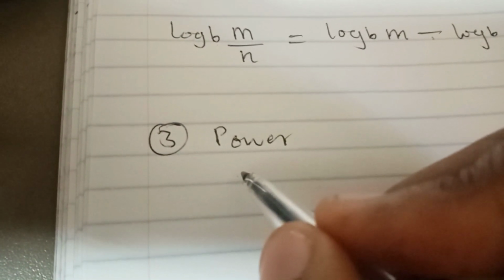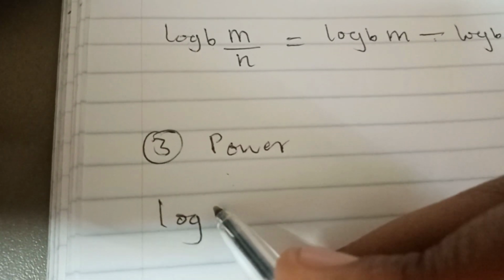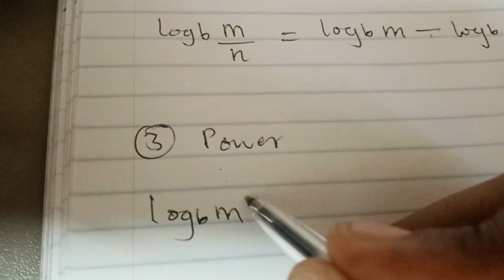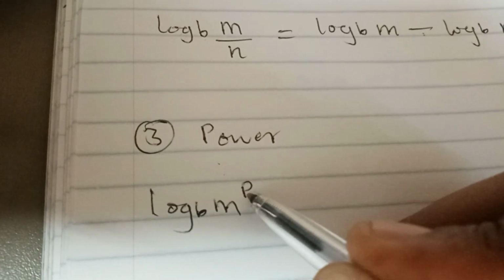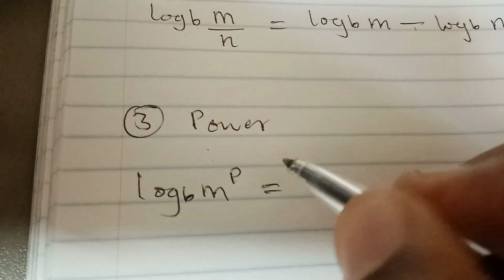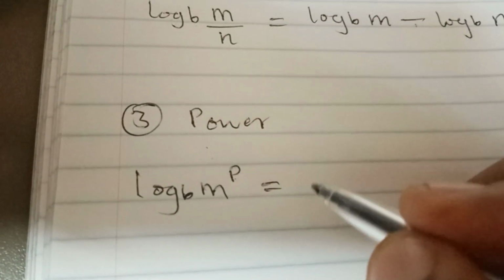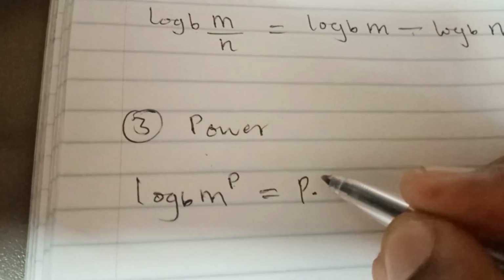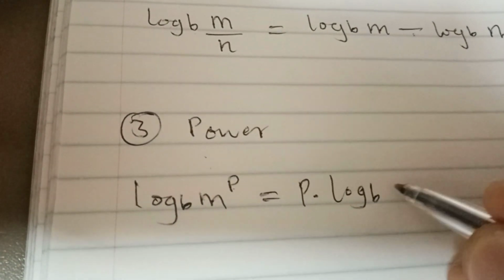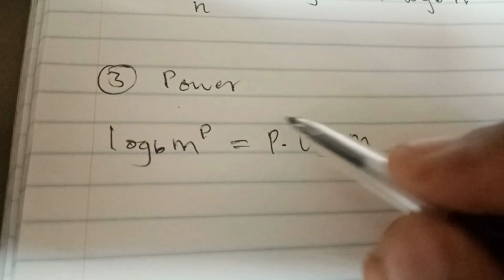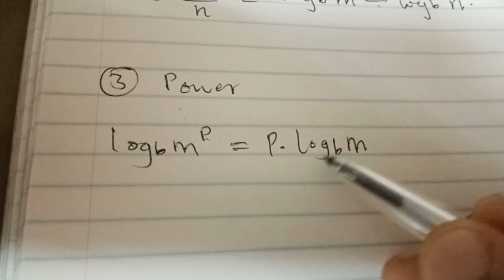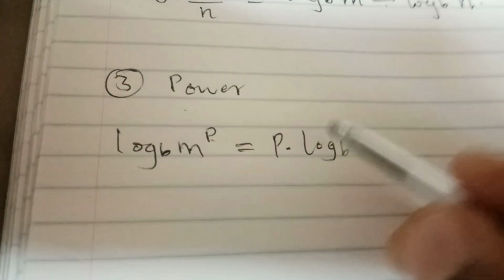The second property is called the power property of logarithm. It's defined to be log_b of m to the power of p, hence the property name power. It has something to do with a power. This property is defined to equal p times log_b of m. What happened here is that we're multiplying the whole thing by the power of m, which is p.